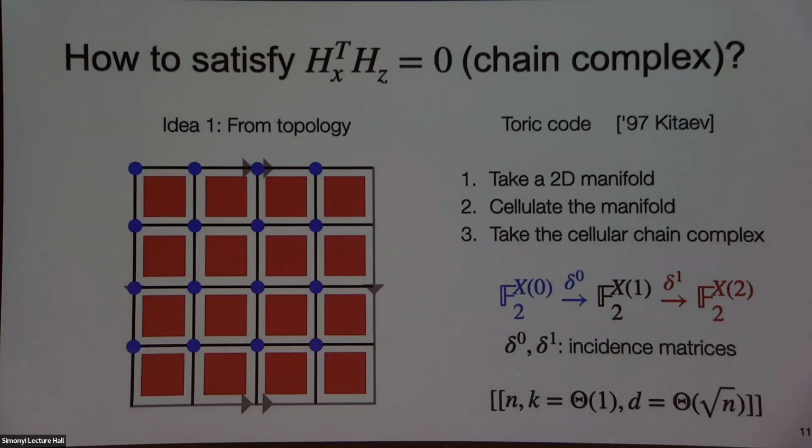And here K is a constant, because the homology of this chain complex is determined by the manifold. It doesn't change by how you cellulate it, so K doesn't improve.